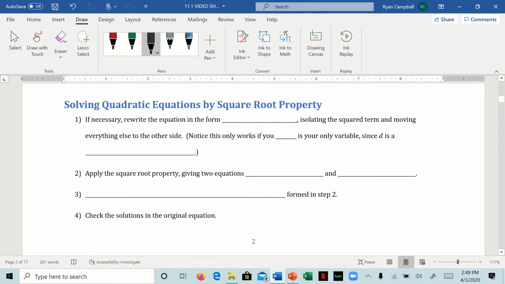So let's go through the steps and see how we can solve quadratics using the square root property. So first, you need to make sure to rewrite the form in u squared equals d, right? Where u is some algebraic expression. So basically, we want to make sure to isolate the squared term, moving everything else to the other side. Notice this works if u is your only variable and d is a real number.